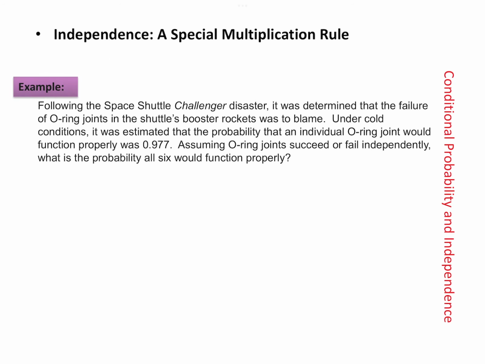Looking at an example here, the Space Shuttle Challenger disaster, I get it was a long time ago, but you hopefully have heard of that. It was determined that the failure of O-ring joints in the shuttle's booster rocket was to blame. Under cold conditions, it was estimated the probability that an O-ring joint would function properly is 0.977. Assuming that the joints succeed or fail independently, we want the probability that all 6 would function properly.